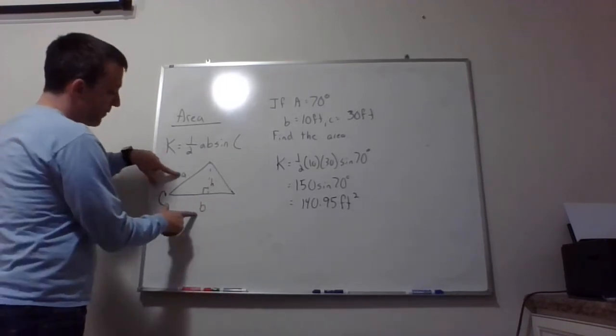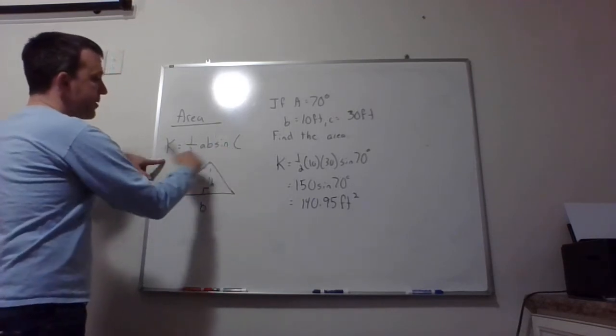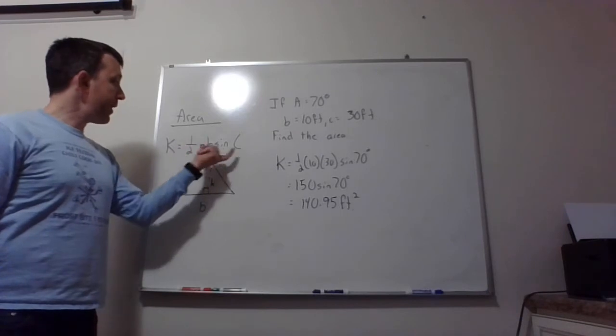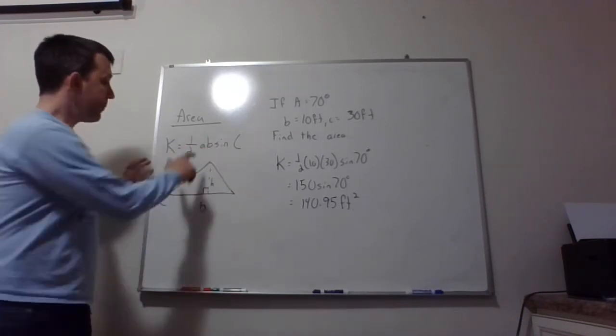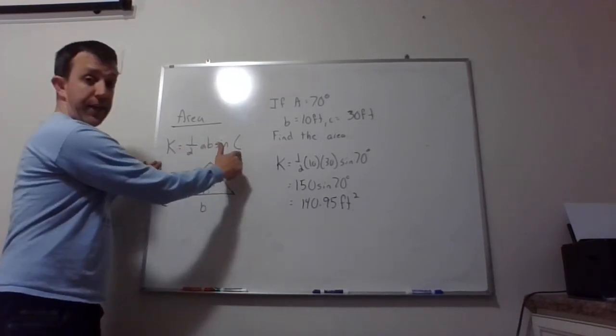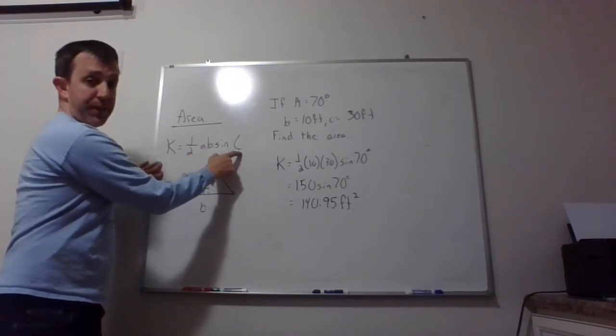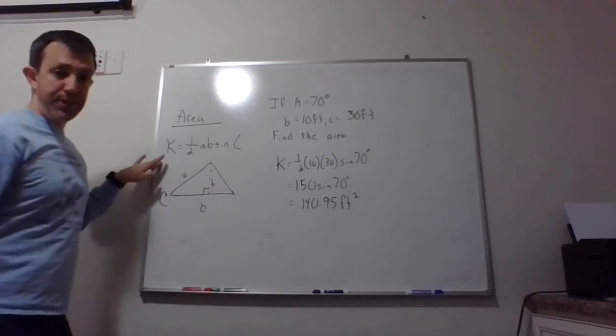So if you have two sides and the angle in between, this is the formula that we're going to use for the area. Again, the letters are interchangeable. This could be B times C with the sine of A. But the important thing is you need to have two sides and the angle that's in between. So all three letters should be represented.